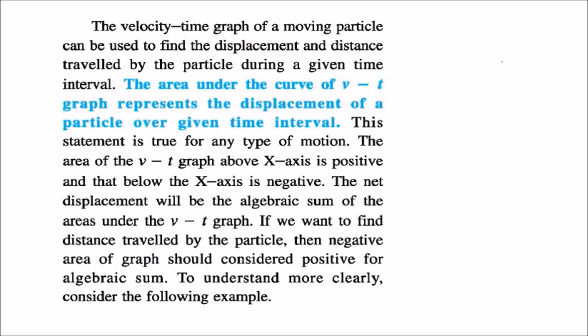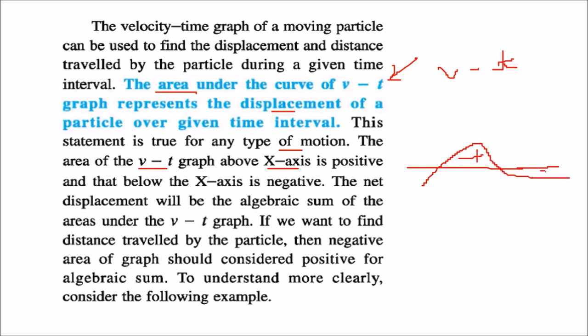The area of the VT graph above the x-axis we take as positive, and below as negative. The net displacement is the algebraic sum of these positive and negative areas. For displacement, it is positive and negative. But for distance, this will be positive, this will also be positive, it cannot be negative. So if you want to find the distance traveled by the particle, then the negative area of the graph should be considered positive.